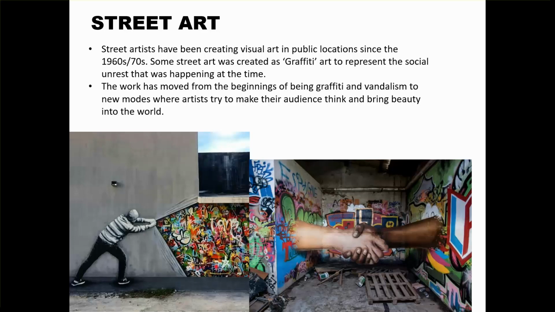In the 60s and 70s, there was a lot of unrest with the civil rights movement. Also, a lot of communities were suffering and struggling due to some of the epidemics with drugs, and also just the unrest with Vietnam. And people really wanted to get their ideas and their opinions out there. And one way to do that was to show artwork in a public space. So this was the beginnings of graffiti and vandalism. It wasn't the beginning of vandalism, but it was really the idea of being able to use graffiti and vandalism as a new mode where artists can try to make their audience think and bring beauty into the world.